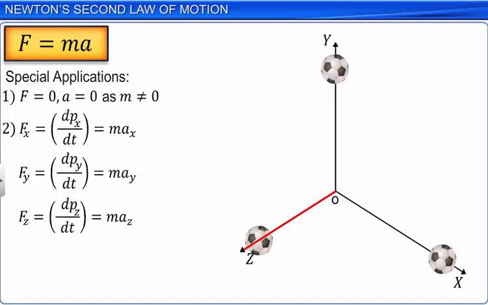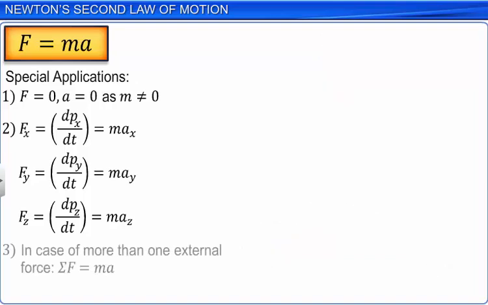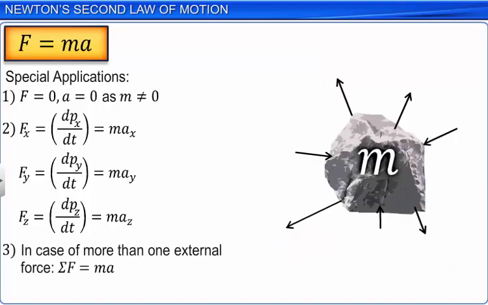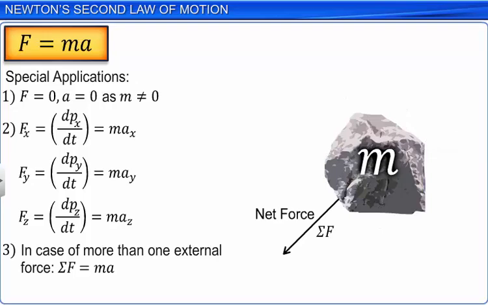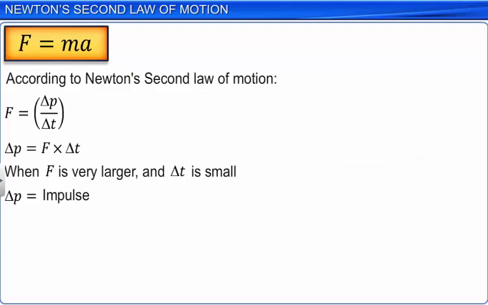When a number of forces are acting on a body, we should take the net force in the equation as sigma F is equal to ma. Newton's second law applies to instantaneous force and instantaneous acceleration. Newton's second law of motion can also be written as change in momentum is equal to the product of force applied and the length of time for which it is applied.